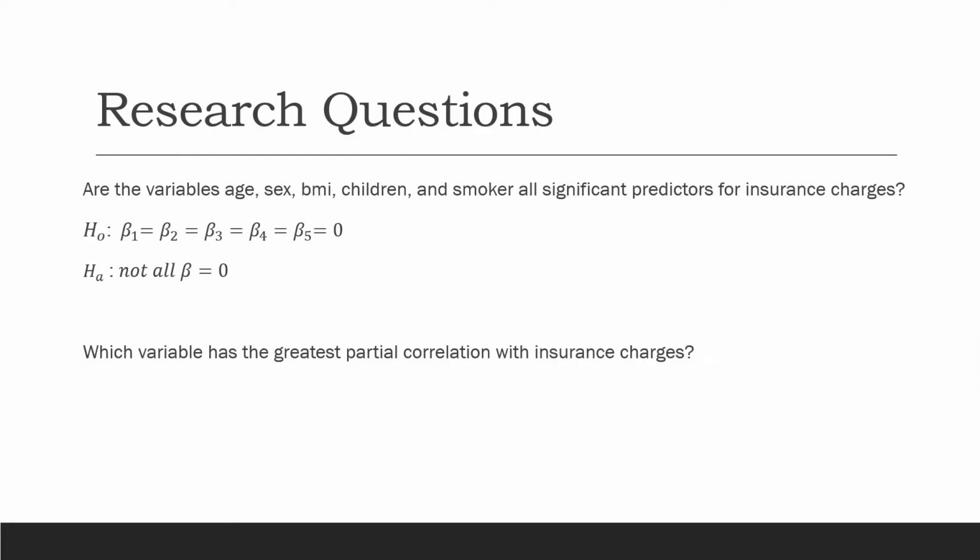The two primary research questions being investigated include: are the variables age, sex, BMI, children, and smoker all significant predictors for medical insurance charges? This can be investigated using a global test. And the second question is, which variable has the greatest partial correlation with insurance charges, which can be calculated using a type 2 ANOVA test.